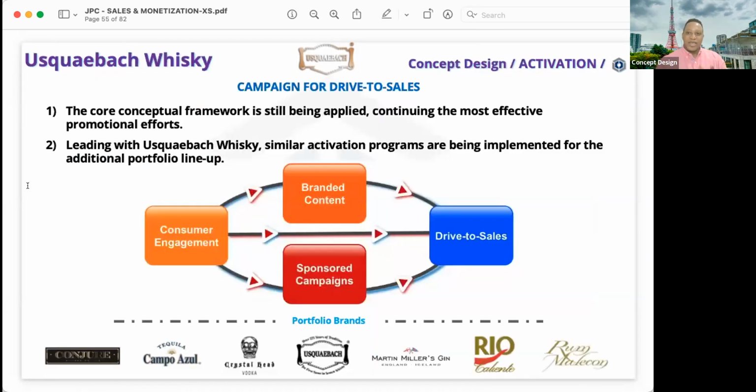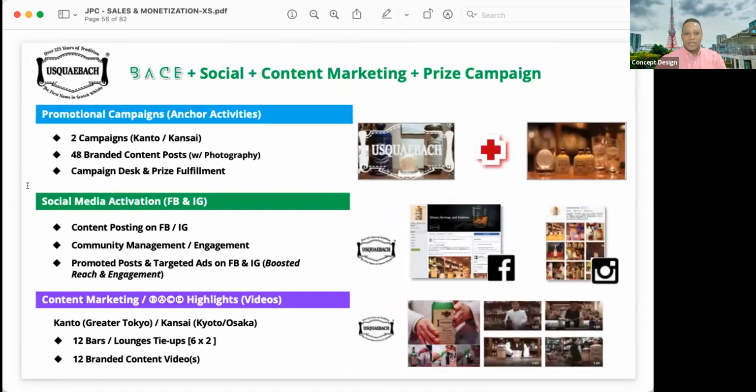And so the thing in this campaign that was very important: we want to boost consumer engagement with branded content, a sponsored campaign to drive sales. But it was not just consumer engagement, it was also channel engagement. Channel engagement was the most important thing because we're talking to people in the B2B channel. And there were other brands that we would pull together. The promotional campaign had different things involved in it. Two campaigns, one in Kanto, one in Kansai, to try and cover the nation.